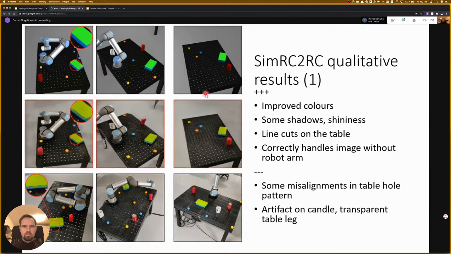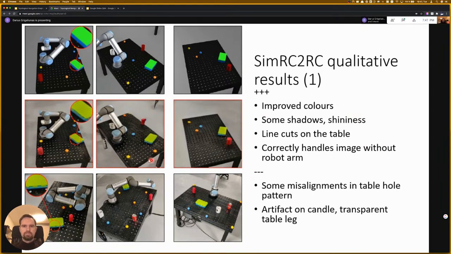The first row is the input image I give to the network. The second row is the output of the UNIT network, so these are synthetic images. And the last row is, as a reference, some random real images. So you can see that the UNIT network managed to improve the colors of all the objects basically, and made it look much closer to real colors, and also added some shadows on the ground and some shininess on the table, which are not present in simulated images.